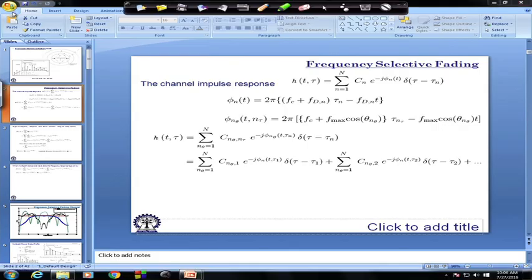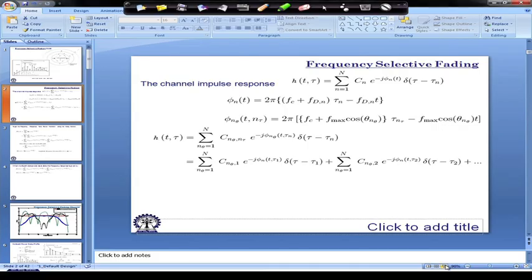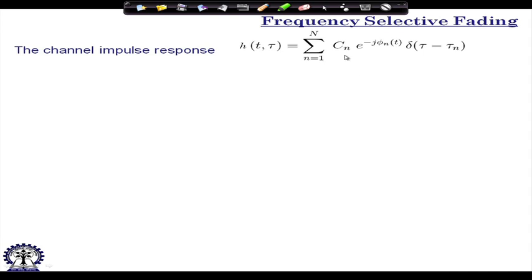So, with this we go back to our discussion on the channel, and if we look at the impulse response now, what we have is the channel impulse response by this particular expression. What we had seen before is present here in front of you. I do not need to explain this much, except that this h of t comma tau, we had this expression. This is not new for us.